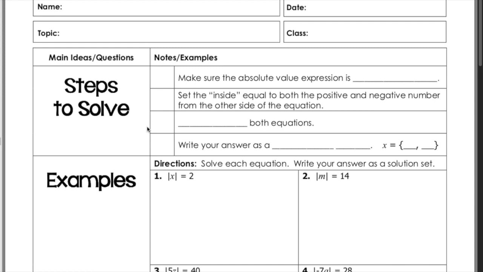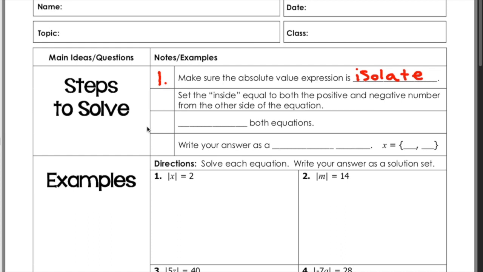We are going to look at solving absolute value equations. So it's similar to what we've been doing, but it is going to look a little different because we're going to end up setting our equation equal to two different numbers. So our first step we're going to follow is, one, make sure that the absolute value expression is isolated. Just like we isolate our variable, we are going to have to isolate an entire absolute value expression.